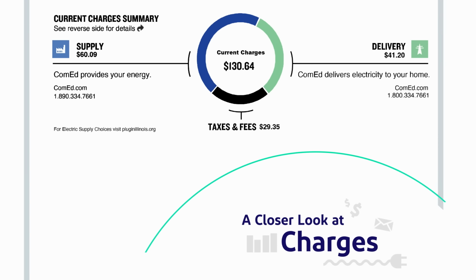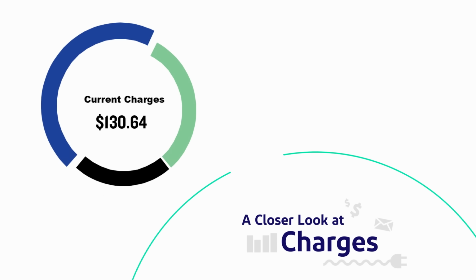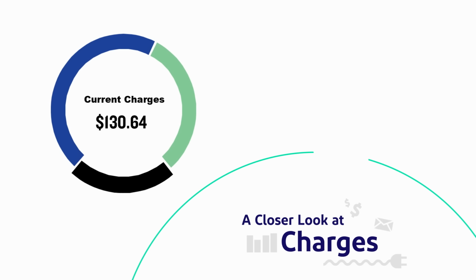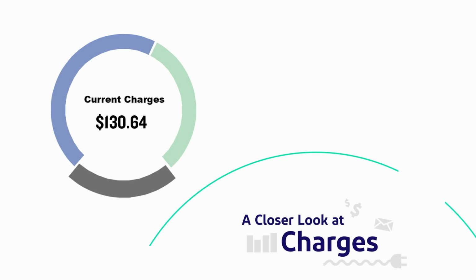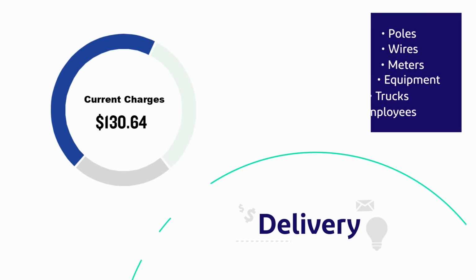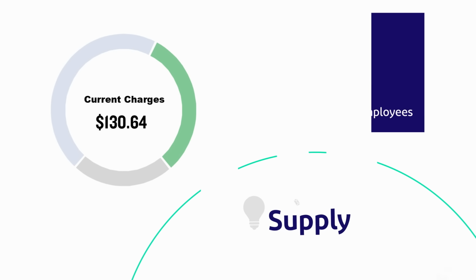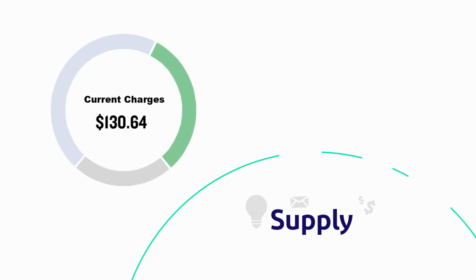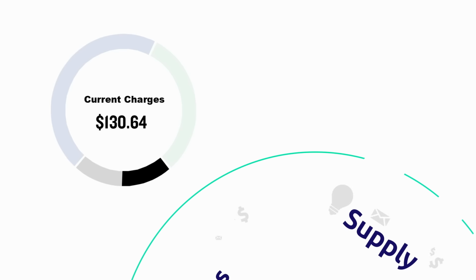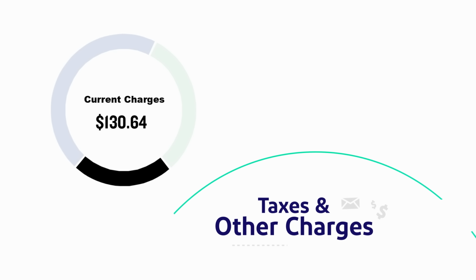The circle graph shows how your charges are broken out. Your energy charges are divided into three parts: delivery, supply, taxes, and fees. Delivery is the cost of all the infrastructure involved in getting the electricity to your house. Supply is the actual cost of the electricity that you used. Taxes and fees include state and local taxes, fees to fund our transition to a cleaner energy future like energy efficiency programs and renewable zero-emission energy sources or credits.